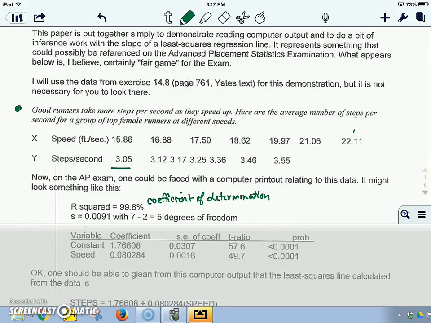So our first example is right here, and it says good runners take more steps per second as they speed up. Here are the average number of steps per second for a group of top female runners at different speeds.